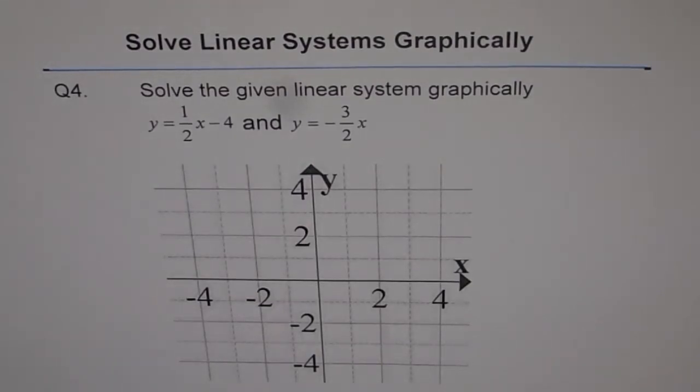Solve linear systems graphically. Question 4. Solve the given linear system graphically. y equals 1/2 x minus 4 and y equals minus 3/2 x.